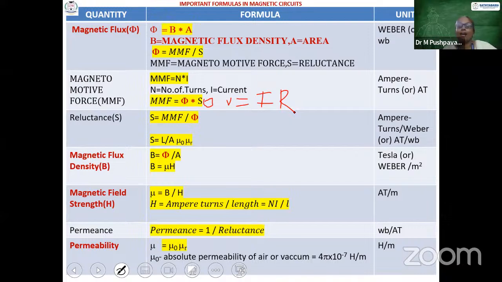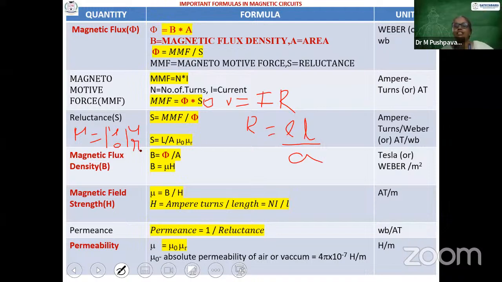And then the reluctance formula. We can easily compare the reluctance with the resistance: R equal to rho L by A. Kindly write whatever formulas I have highlighted in yellow color, because we are going to solve the problems based on them. Magnetic flux is nothing but current, magnetomotive force is nothing but EMF, and reluctance is nothing but resistance. So S equal to L by mu A, where mu is mu naught into mu R.